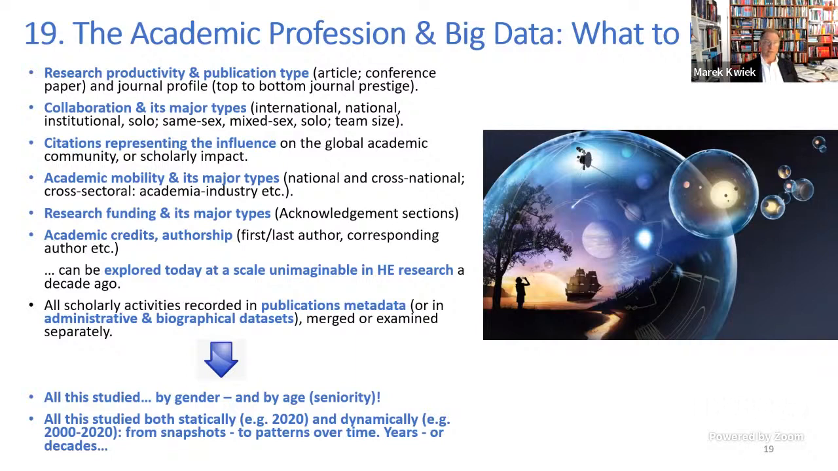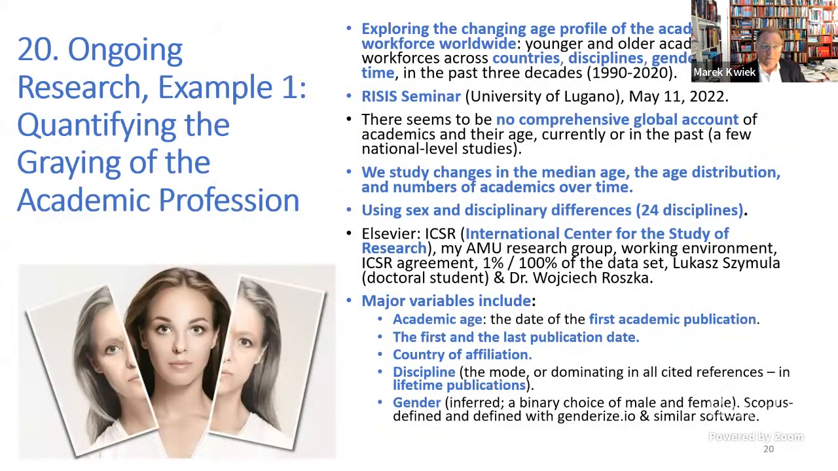And I'm coming slowly to the end, showing just three examples of my own research and concluding. My own research, example one, quantifying the graying of the academic profession. We know these issues have been studied for, again, more than half a century, the graying of the professoriate.